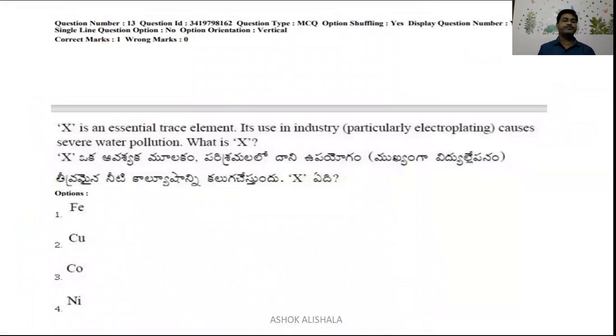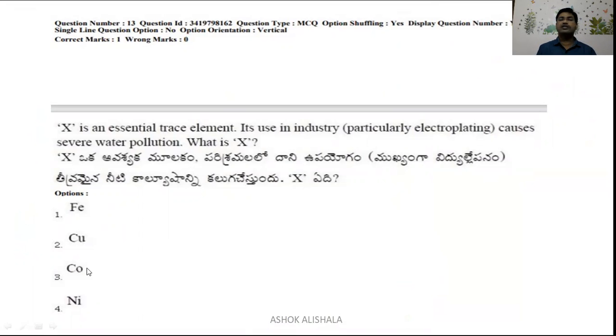Now let us see. X is an essential trace element. Its use in industry, particularly electroplating, causes severe water pollution. What is this? The options are iron, copper, cobalt. And very simple, iron, copper and cobalt are not used for electroplating. That is, you know this one.